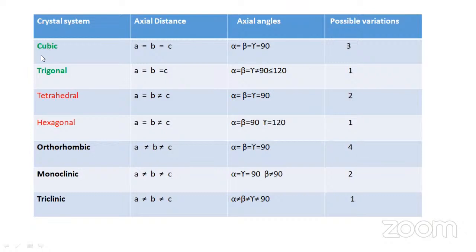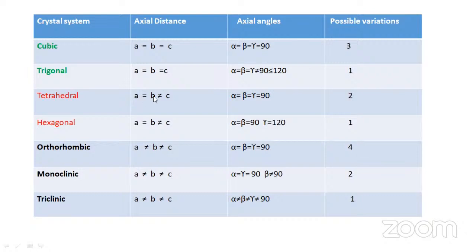So in the first group, what are the crystal systems I have selected? Cubic and trigonal, in which the axial distances A is equal to B is equal to C. And coming to the second group, that is the tetragonal and hexagonal group. In tetragonal, the axial distances are not all symmetrical. You can see they are unsymmetrical.